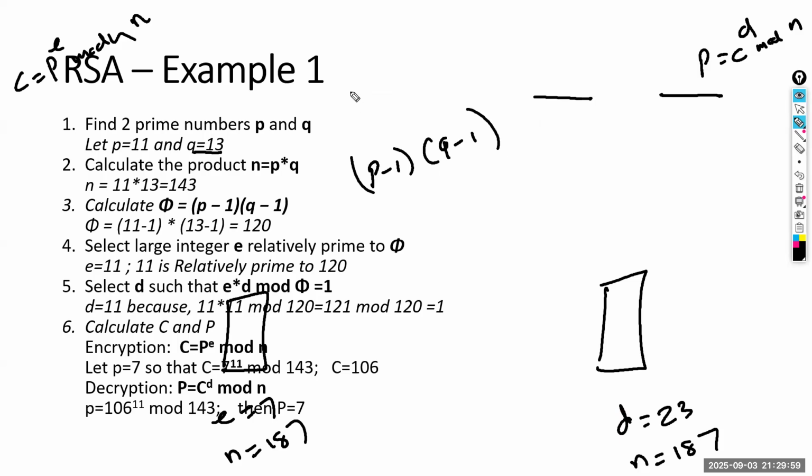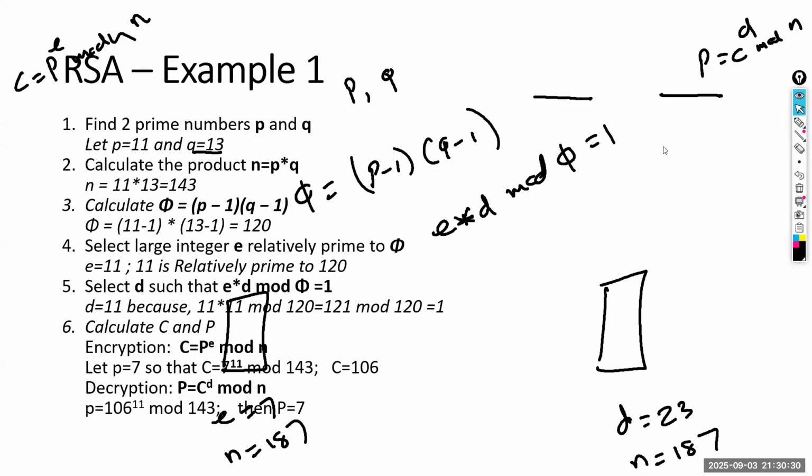So once you select P and Q, in this question P and Q are given, we need to select phi such that it's (P minus 1) into (Q minus 1). Then we give you phi, and you need to find E into D mod phi. If you have selected P and Q, you need to make sure that E into D mod phi equals 1. Right? So that's it.